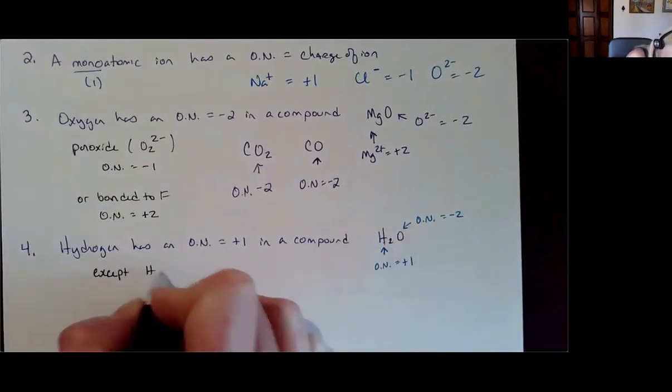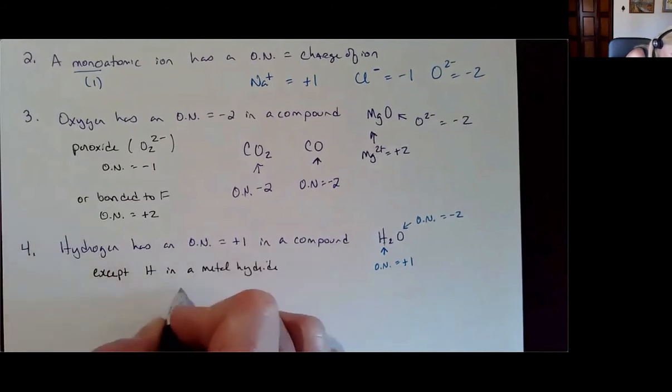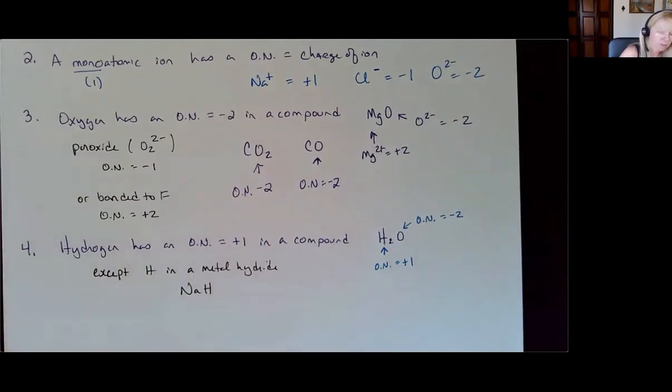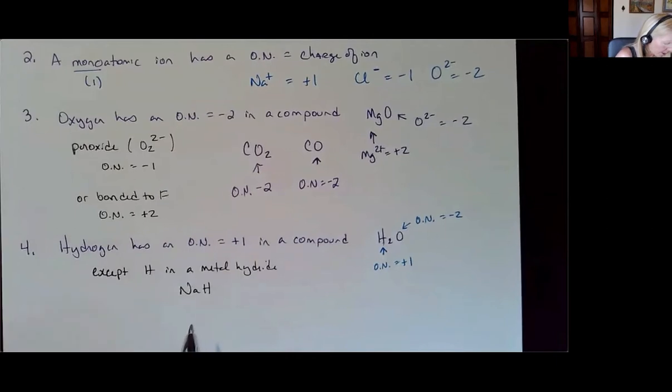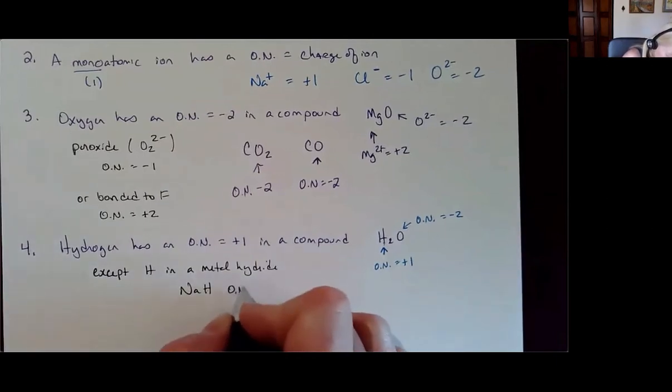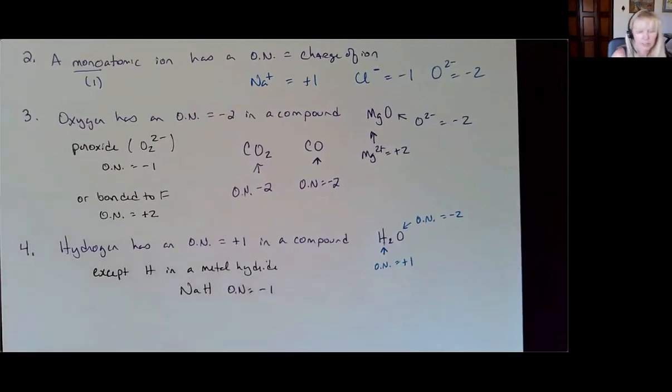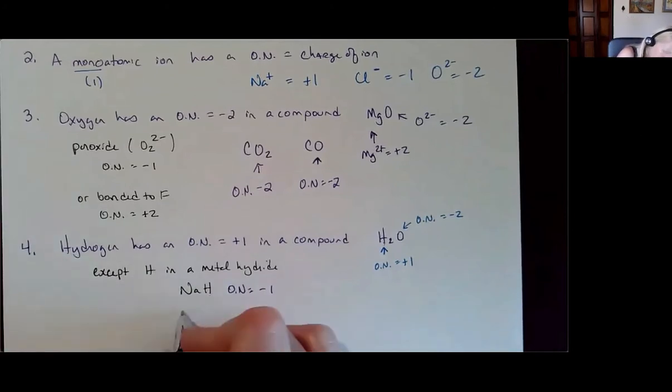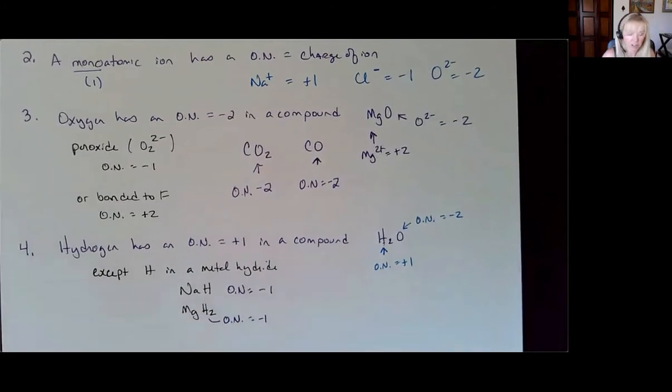If hydrogen is in a metal hydride, say NaH for instance, this is a metal hydride, in this instance my oxidation number is going to be -1. So I could have sodium hydride, I could have magnesium hydride. My oxidation number for each of these hydrogens is going to be -1. That's another exception that we're not going to run into very much.